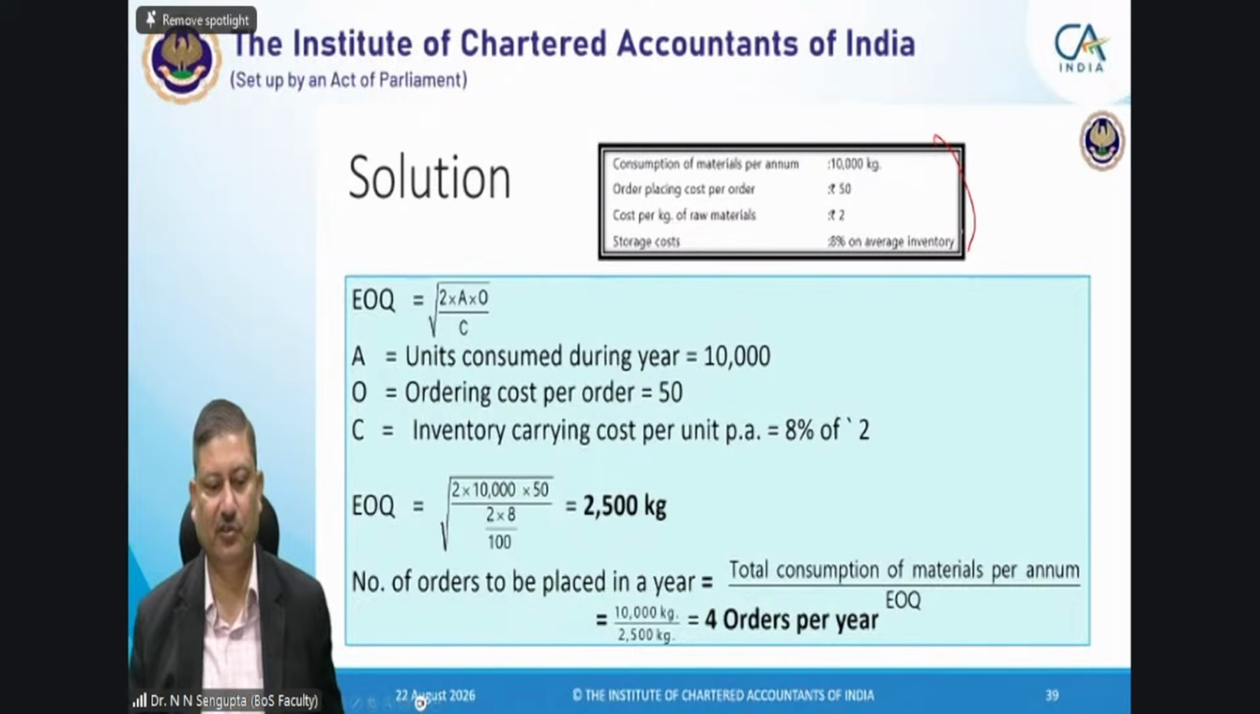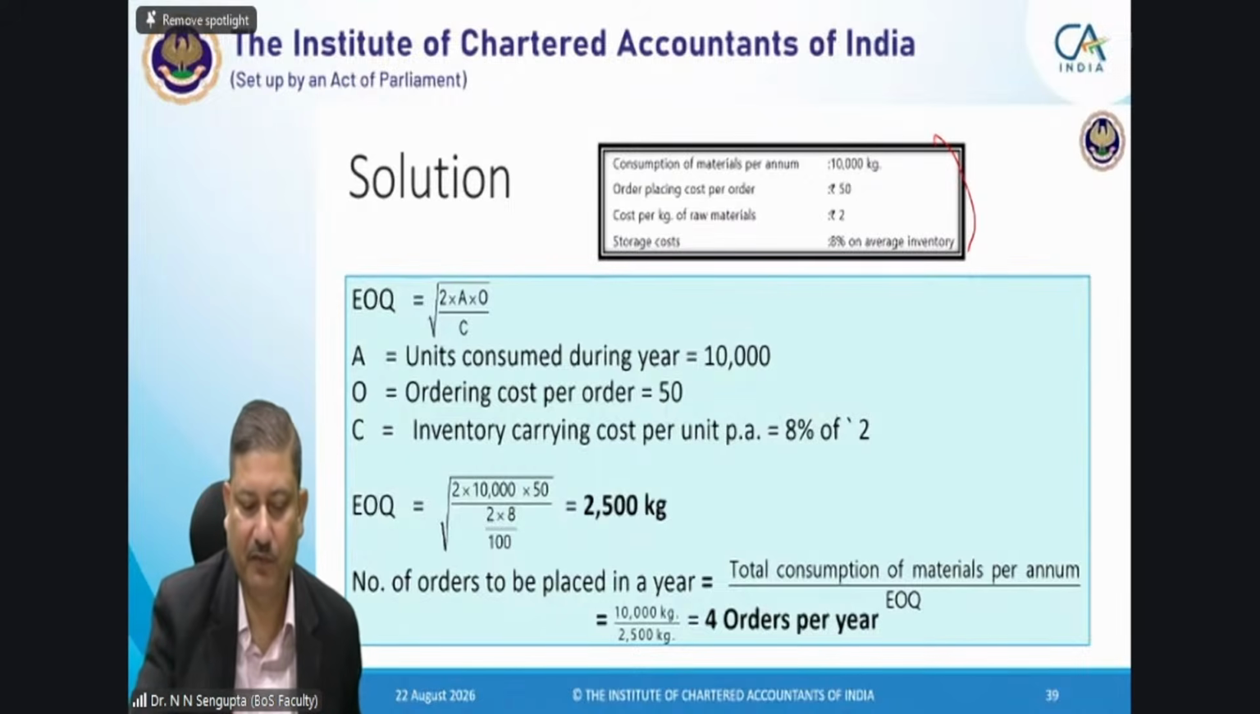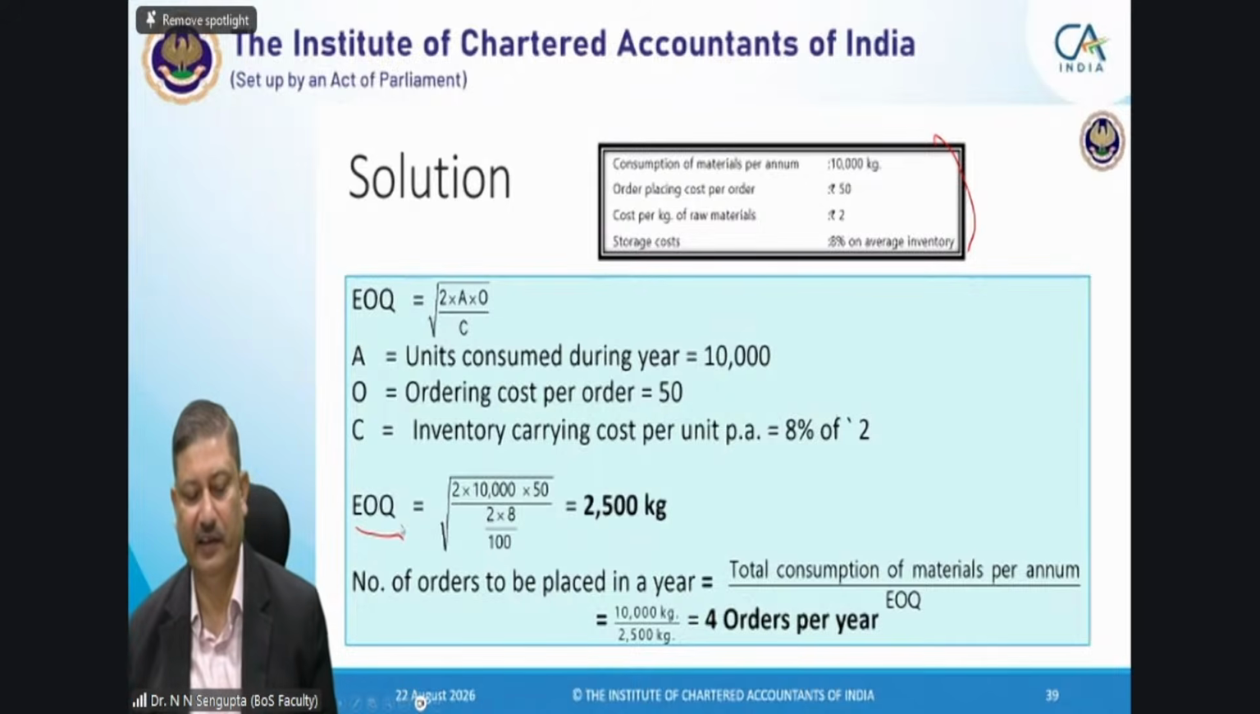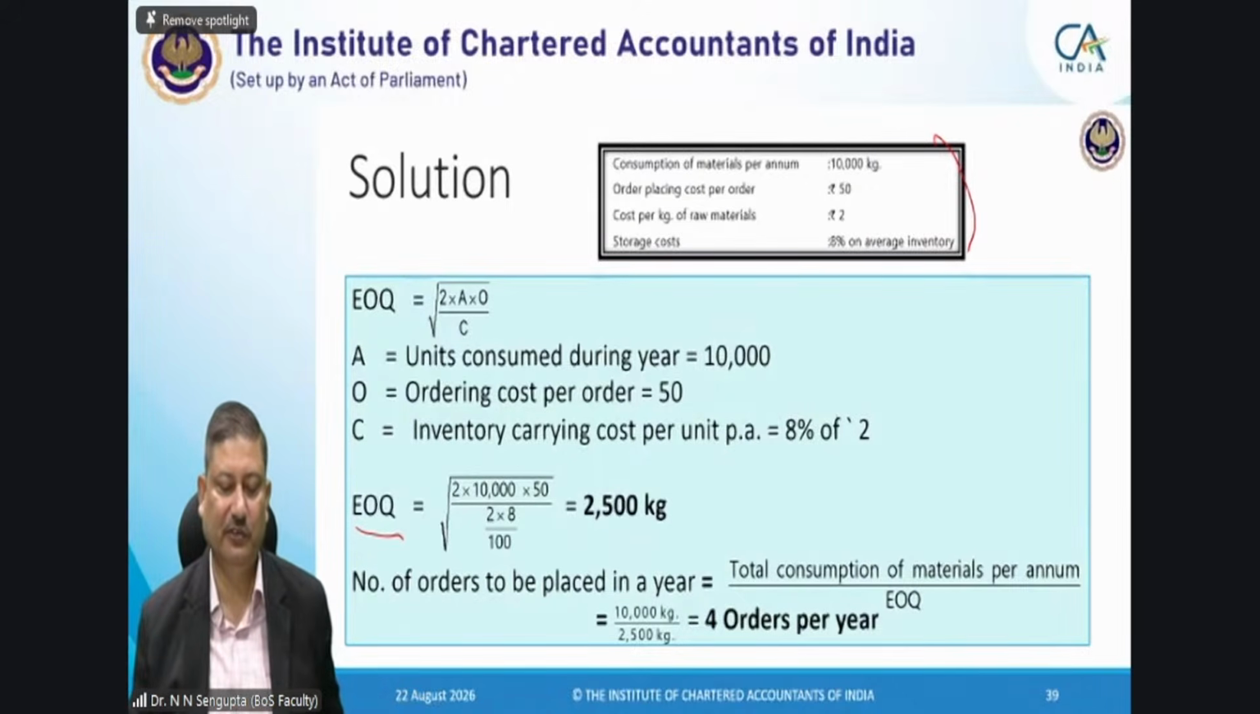What was there in the question? So EOQ was root of 2AO by C, that is A the units consumed during the year, O the ordering cost per order, then C the inventory carrying cost per unit, that is 8% of 2. So if we place all these data in this EOQ formula, then we'll find that the EOQ is 2500 kg, and the number of orders to be placed in a year is 4. So 10,000 divided by 2500 kg, so 4 orders per year.